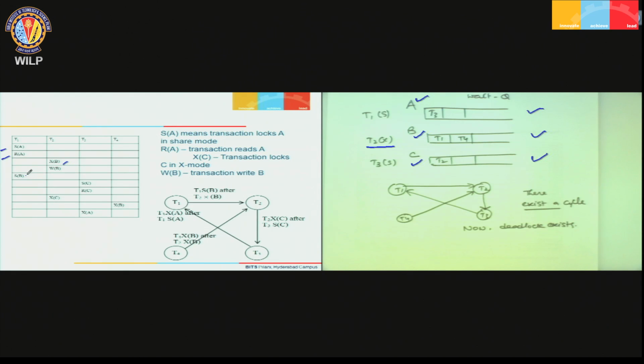Then transaction 1 wants a shared mode lock on data item B. Can it get this lock? Because the data item B is already locked by transaction 2 in exclusive mode. Hence T1 cannot proceed further, it blocks here. It is waiting for the data item B, which is locked by T2 and which is to be released. Hence T1 will join the wait queue for data item B, which is locked by T2.